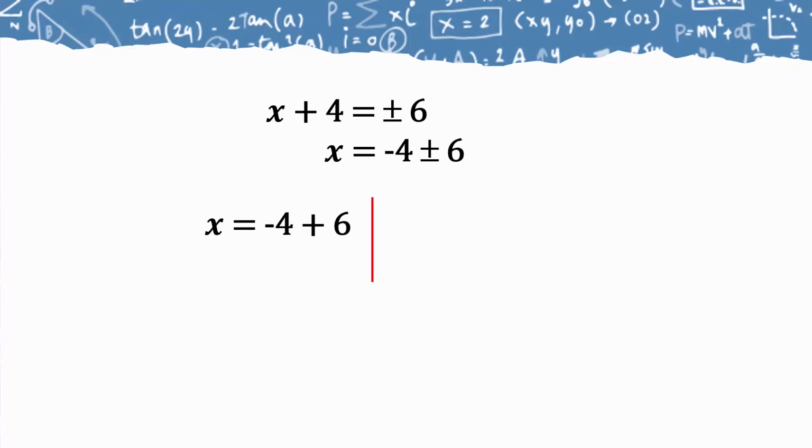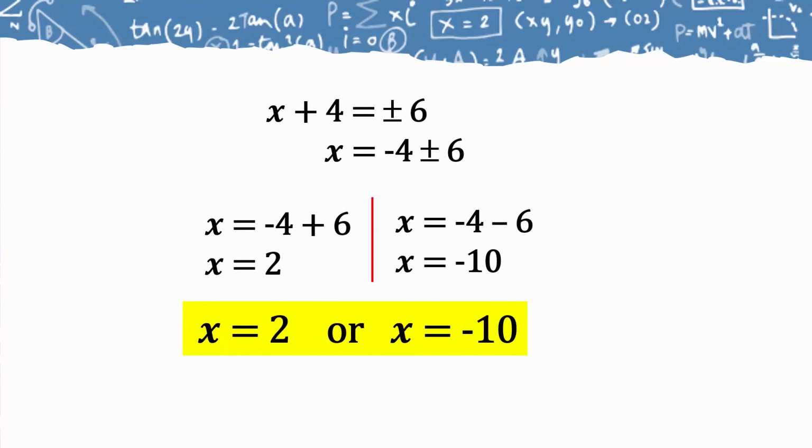Solving for the values of x, we have x is equal to negative 4 plus or minus 6, and separating this into two equations to get the two roots of the quadratic equation. Then we have x equals negative 4 plus 6, which will result to x equals 2, and on the other hand, x equals negative 4 minus 6 will give us x equals negative 10. Therefore, the roots of the quadratic equation are x equals 2 or x equals negative 10.